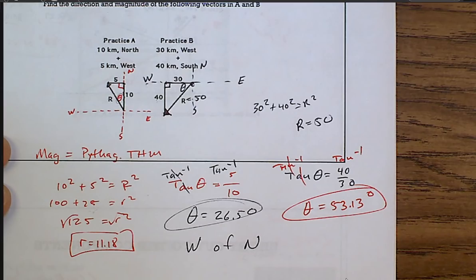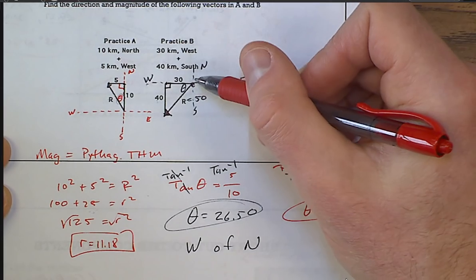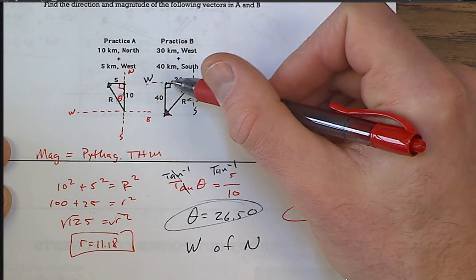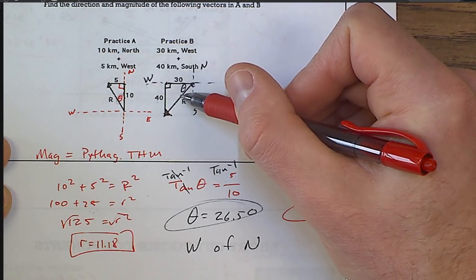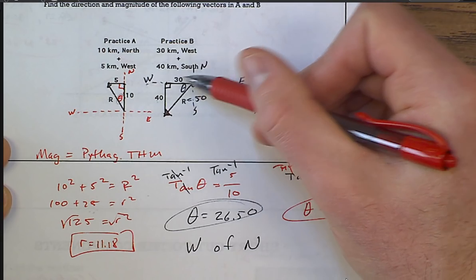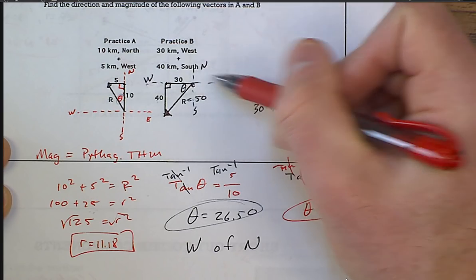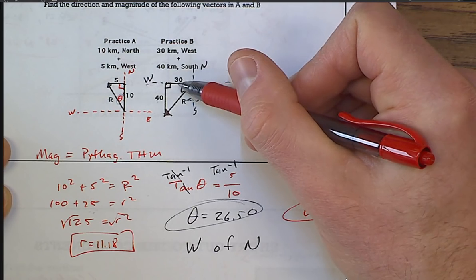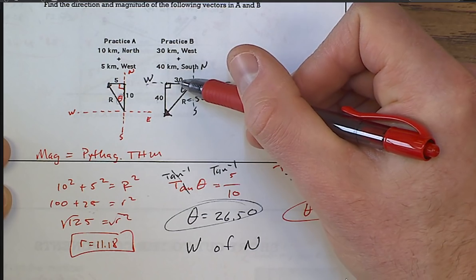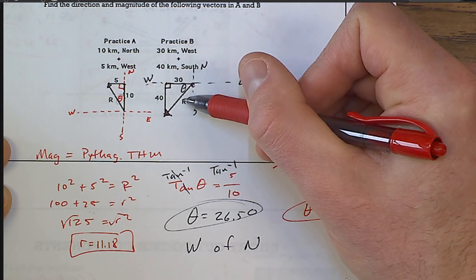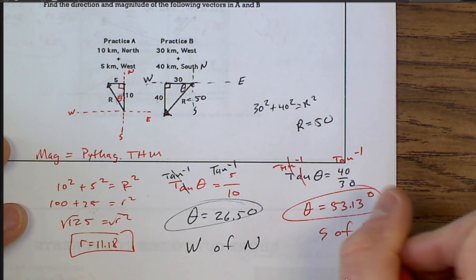So when you're describing that, again, you always start on north, south, east, or west. You never start on the vector. You always start on north, south, east, or west. Right? If you started on the vector, how would you describe that? So you always have to start on north, south, east, or west. So up, down, left, or right. So I'm going to start here and then go to the vector. So that would be 53.13 degrees. That would be what? You're going down this way, so it'd be south of west. That would be your direction.